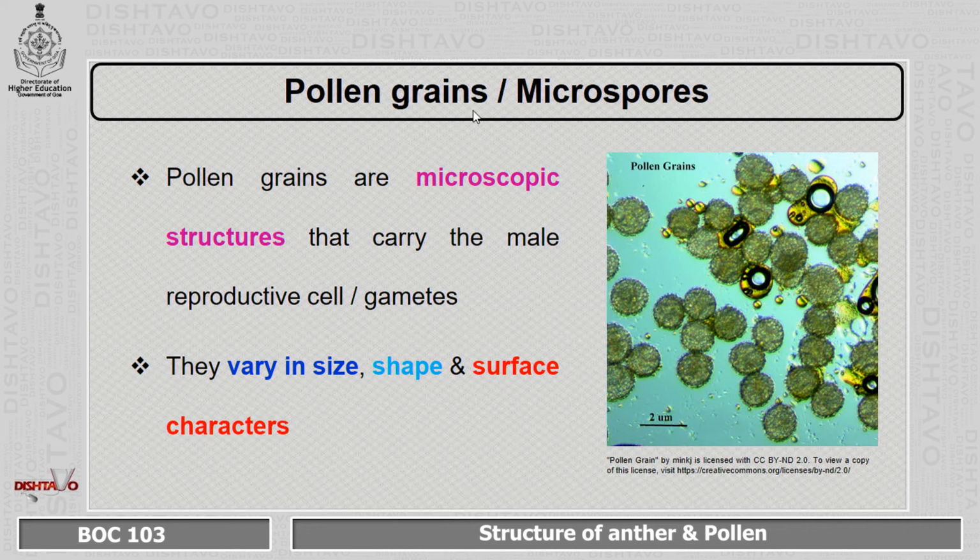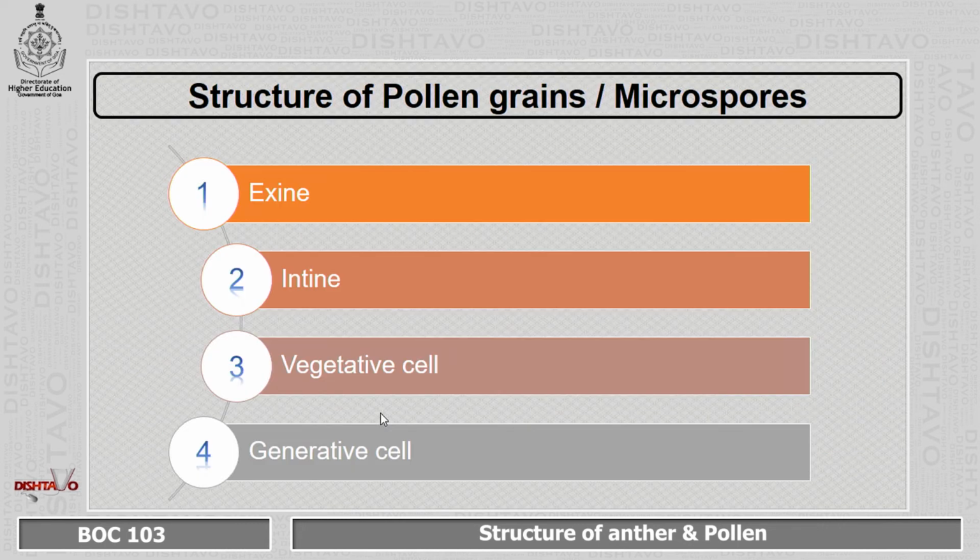Now, talking about the pollen grains or microspores. Pollen grains are microscopic structures that carry the male reproductive cell or gametes. Here this is an image of a pollen grain which is a magnified image under the microscope. They show a very great deal of variation in size, shape as well as surface structure. Structure of a pollen grain or microspore has exine, intine, and inside it has a vegetative cell and a generative cell.